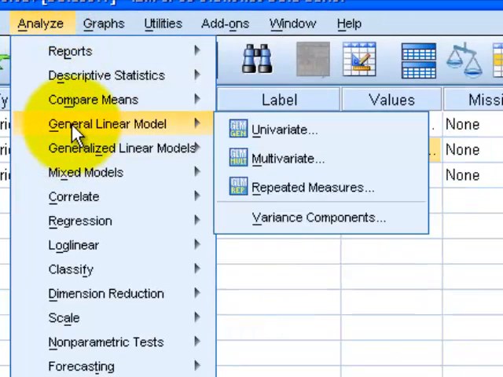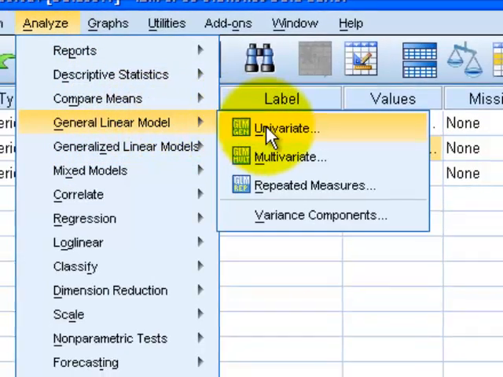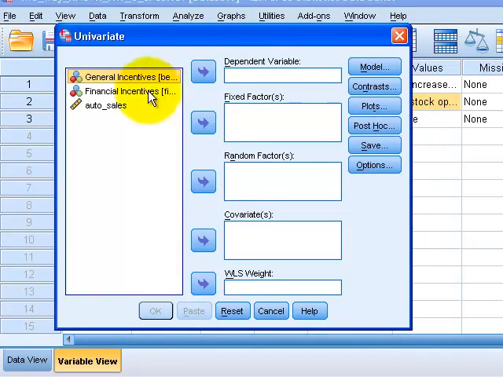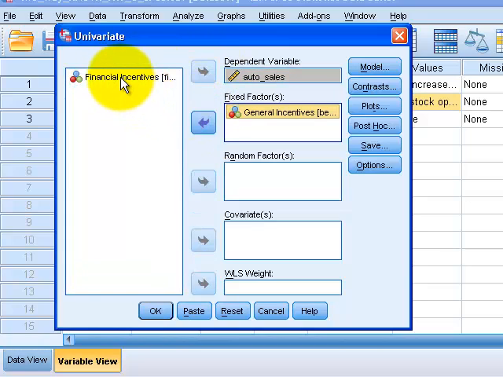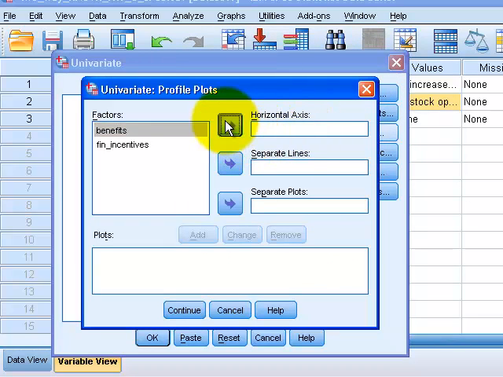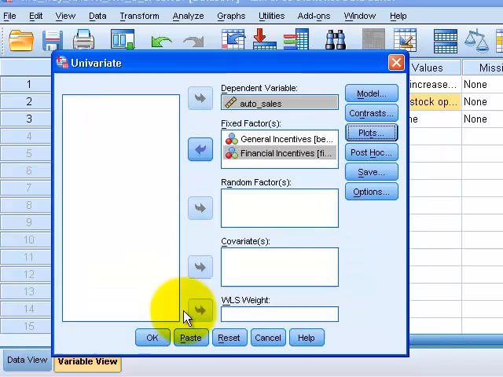Analyze. General linear model. Univariate. Our DV is auto sales, and our two fixed factors are these two. Okay, so the main difference again is the interaction between the variables. This is very, very important. Model, don't need contrast, don't need plots. I always like to do the plots. And we need to add that.